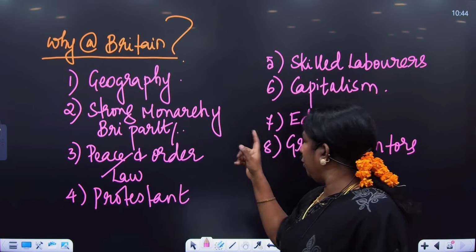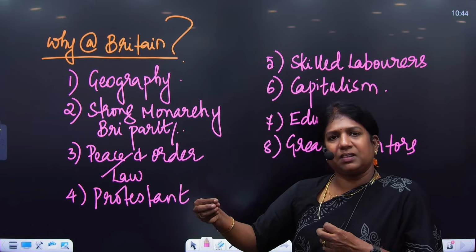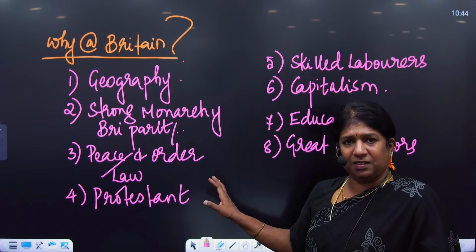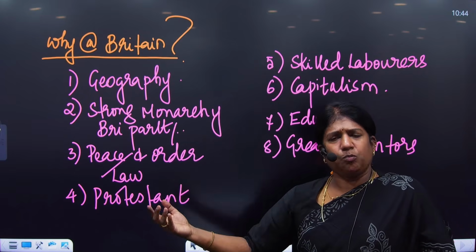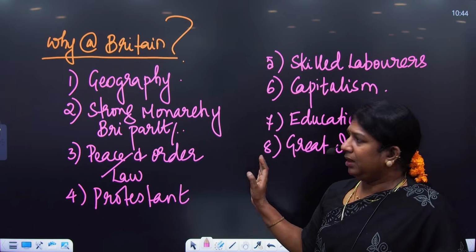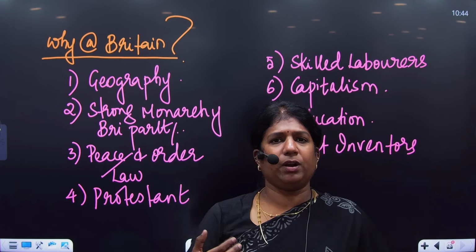If you are able to explain these 8 points in detail with example years and names, it will be a 100-word answer or maximum 150 words, for a 10 marker or a 12.5 marker. And this was one of the PYQs: why was the Industrial Revolution born in England?